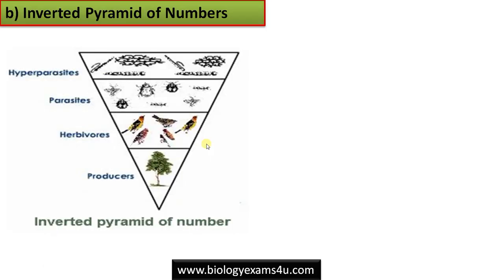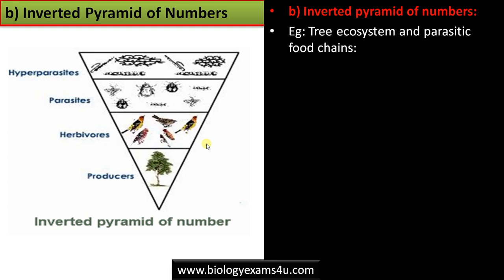There are some exceptions. The second type of pyramid of number is the inverted pyramid of numbers. So let's take an example. A tree ecosystem and parasitic food chains are examples of inverted pyramid of numbers. You can see this is a producer, a tree. On that tree there are many fruit-eating birds or herbivores. On those birds there are many parasites. On parasites there are hyperparasites like bacteria, fungus, etc.